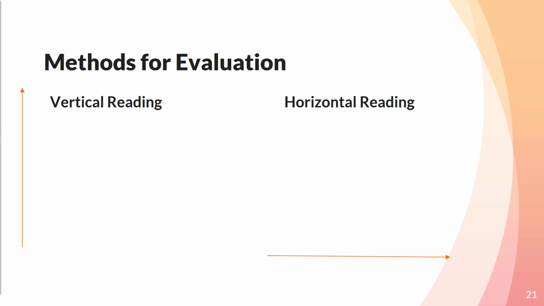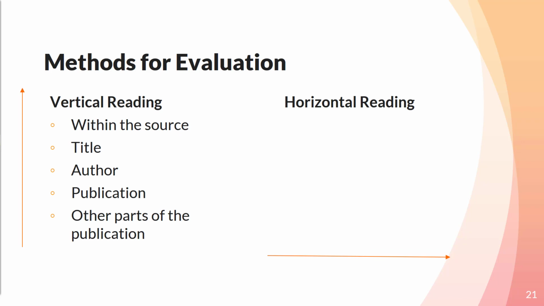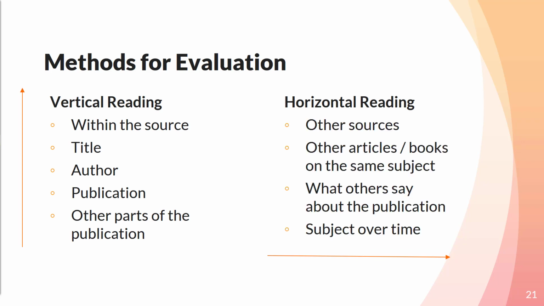The final method for evaluating a source is to make sure that you're looking both within a source and learning about the publication, as well as across other sources and from other authors on the same subject. These are called vertical and horizontal reading. While you want to evaluate a source on its own merits, it's also helpful to know what others are saying about the subject, as well as about the source you're using. Look at how the subject has changed over time. What do we know now that we didn't used to know?